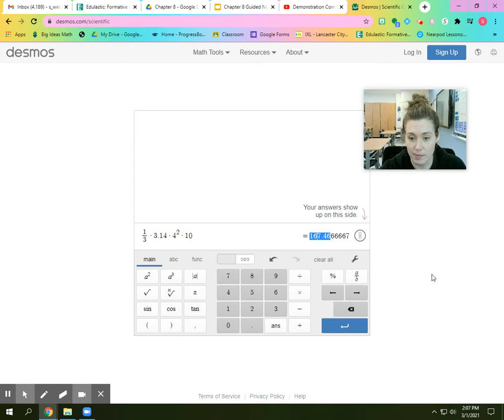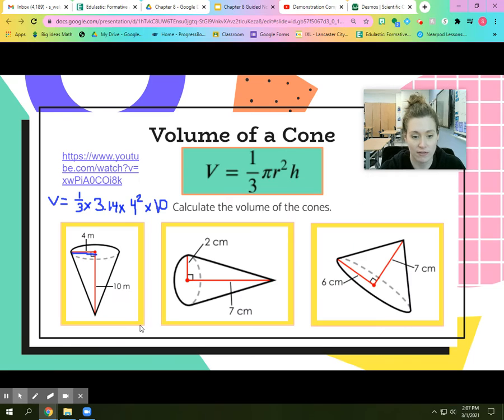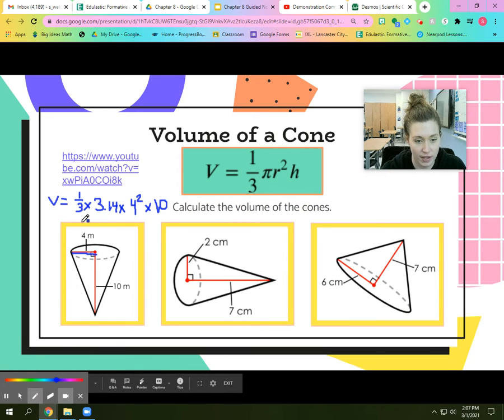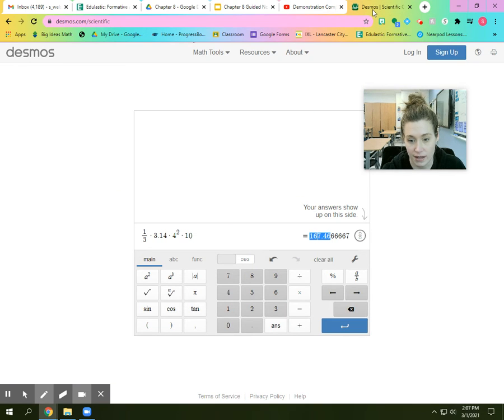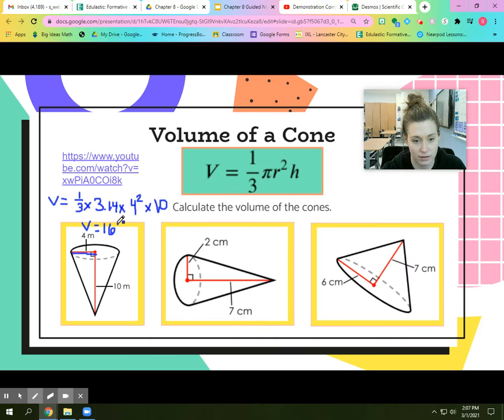Now we're going to practice rounding to the nearest hundredth, so that's 2 places after the decimal. Here, that gives me 167.46. The number after the 6 is 5 or above, which tells me to round up, so I'm going to bump that up, so 167.47. So we'll come over here and say the volume of this cone was 167.47.